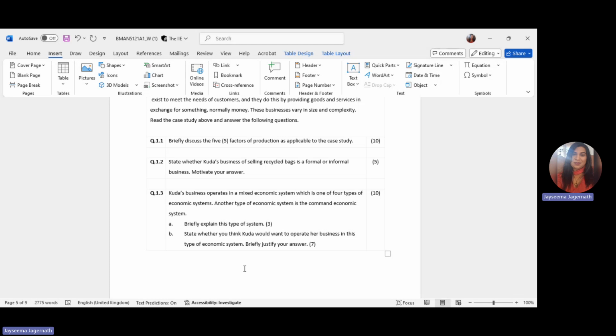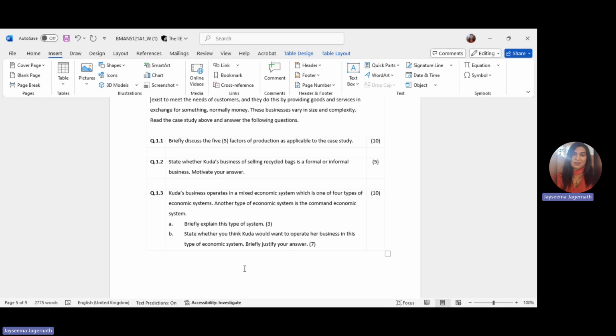So if you are saying yes, why are you saying yes? There's a lot of government influence in a command system. Do you think that will be beneficial? If you are saying no, then you must justify your answer, such as in a command system, supply and demand doesn't dictate price, and so on and so forth.